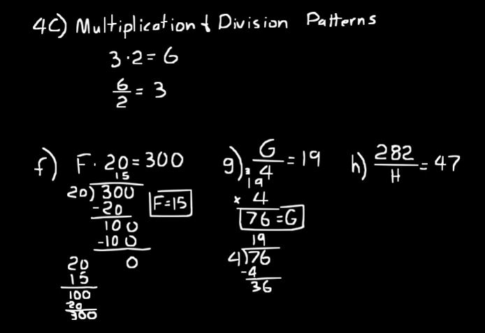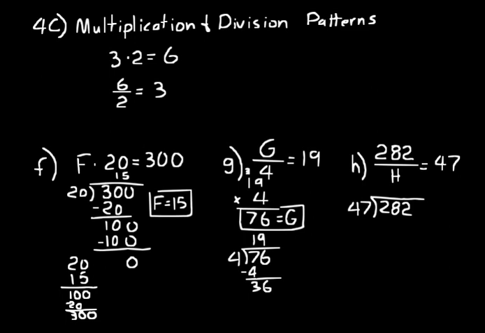We'll need to do 282 divided by 47 to figure out what H is, not 282 times 47. So just keep that in mind. When the divisor is missing, you're going to be doing a division problem always on these missing number problems. So let's go ahead and do that. 47, we make that the divisor, and 282 remains as the dividend.